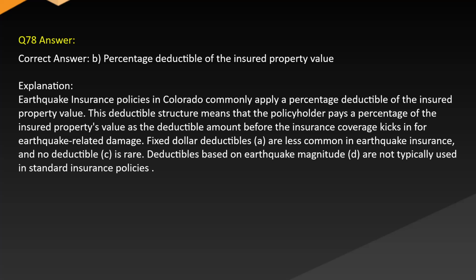Correct answer: B, percentage deductible of the insured property value. Explanation: earthquake insurance policies in Colorado commonly apply a percentage deductible of the insured property value. This deductible structure means that the policyholder pays a percentage of the insured property's value as the deductible amount before the insurance coverage kicks in for earthquake-related damage. Fixed dollar deductibles, A, are less common in earthquake insurance, and no deductible, C, is rare. Deductibles based on earthquake magnitude, D, are not typically used in standard insurance policies.